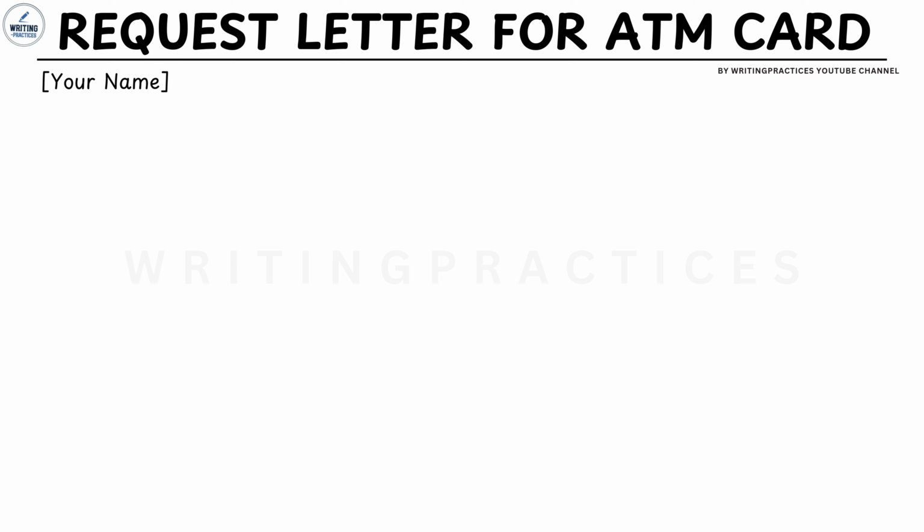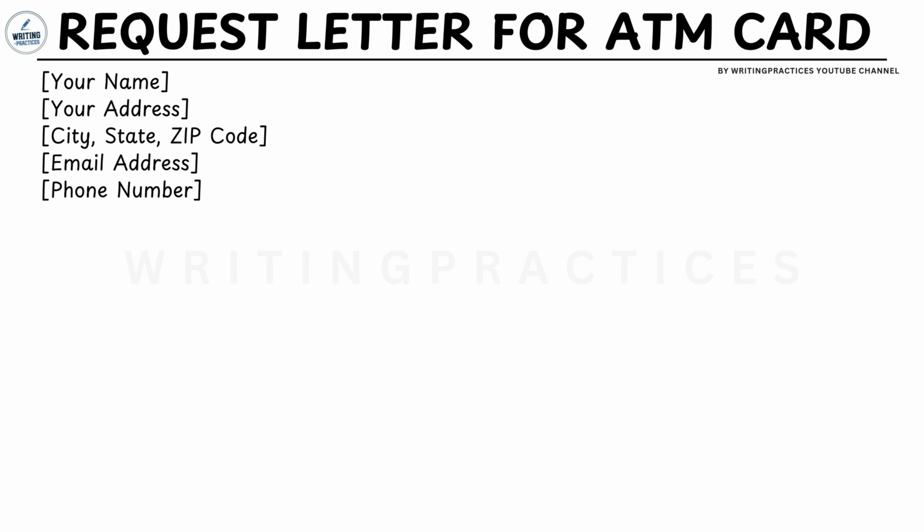Sender's information. As with any formal letter, we begin with your personal details at the top of the page. This includes your full name, address, email address, and phone number. For example, your name, your address, city, state, zip code, email address, phone number. This section serves as an introduction, immediately informing the recipient who is making the request and providing your contact details. Always ensure this information is accurate and up to date, as the bank might need to reach out to you.